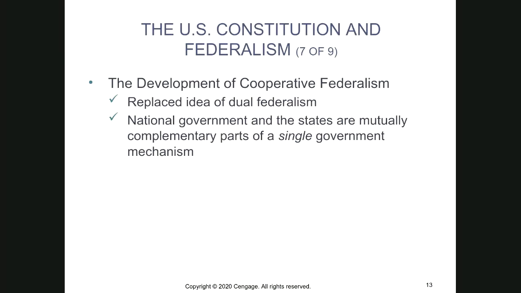Over time, you see this idea of cooperative federalism, and it replaced this idea of dual federalism. This idea was one where the national government and the states are mutually complementary parts of a single government mechanism. So the idea of cooperative federalism is that the state and the federal government are working together to make our country more effective. This is when you start to see a real expansion in the implied powers.